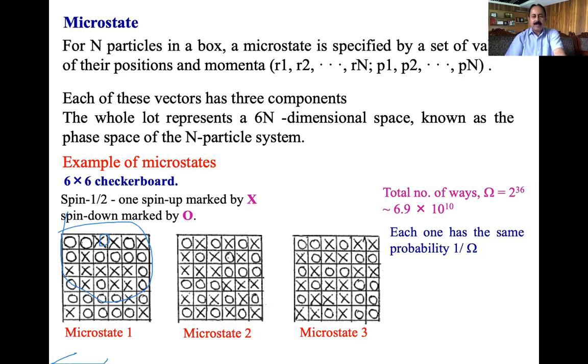Understand? Now, if we talk about equal priority, meaning that in any of these configurations all these particles may exist, then each arrangement has the same probability. So the probability of each configuration will be 1 upon omega. This is the probability of each configuration, right?